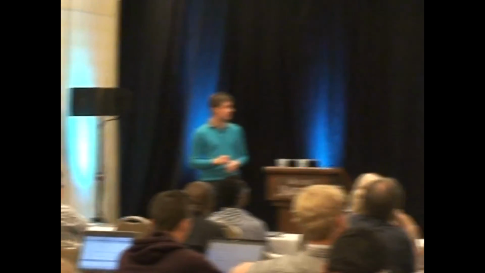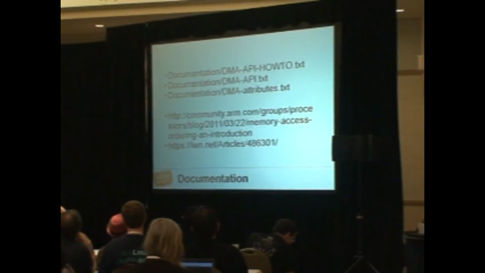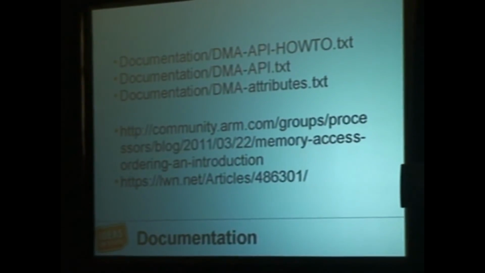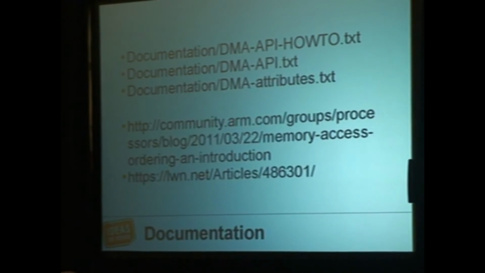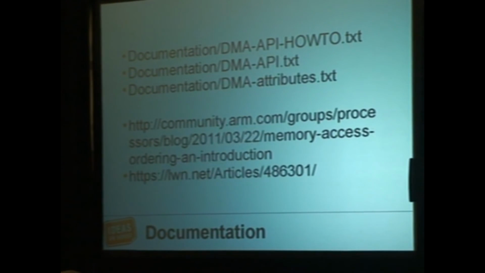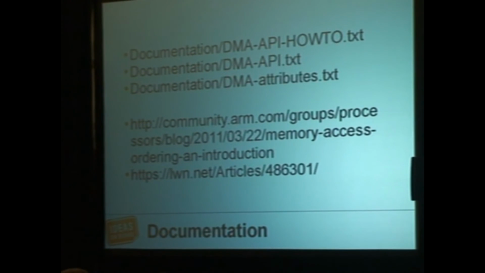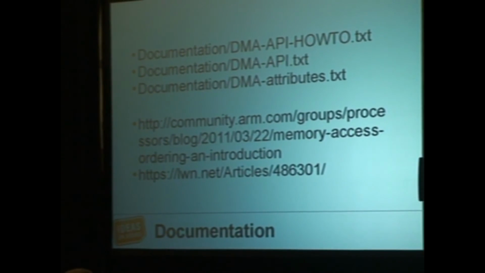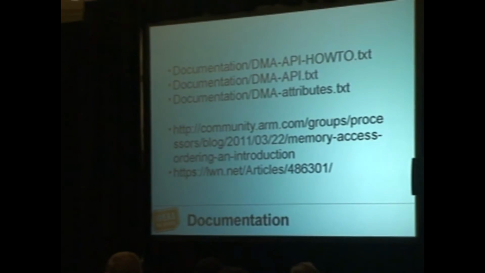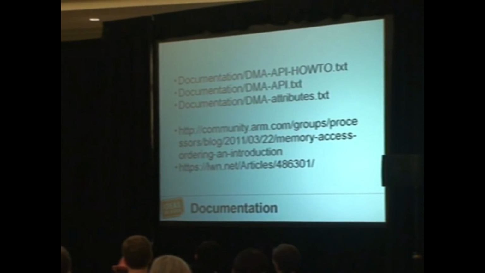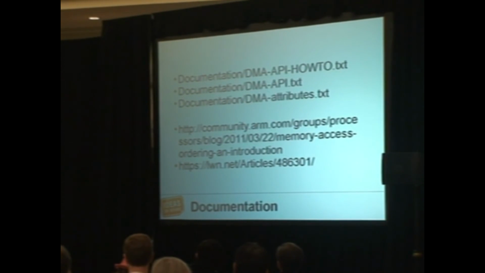A couple of resources. There's documentation in the kernel, which is actually quite good, so I wanted to mention that. There's a really nice set of articles about memory access ordering, memory barriers and cache management. It's something that I really advise you to read. It's not mandatory, and it's not only for DMA, but it's really, really interesting. And there's also one article about, well, I actually have forgotten what it's about, but I'm sure it's really interesting as well.